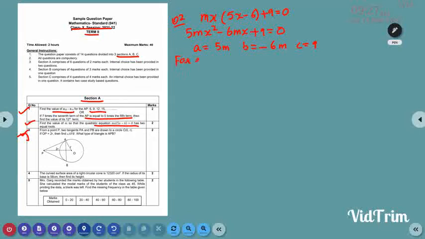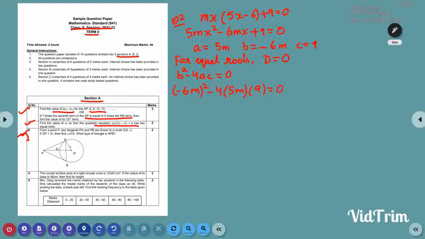So here we will write that for equal roots the discriminant D equals 0. And what is D? D is equal to b square minus 4ac. So we will write that for equal roots b square minus 4ac is equal to 0. On substituting the values of b, a and c, we will get the following equation: (minus 6m) whole square minus 4 into a is 5m and c is 9. So (minus 6m) whole square minus 4 into 5m into 9 will be equal to 0.